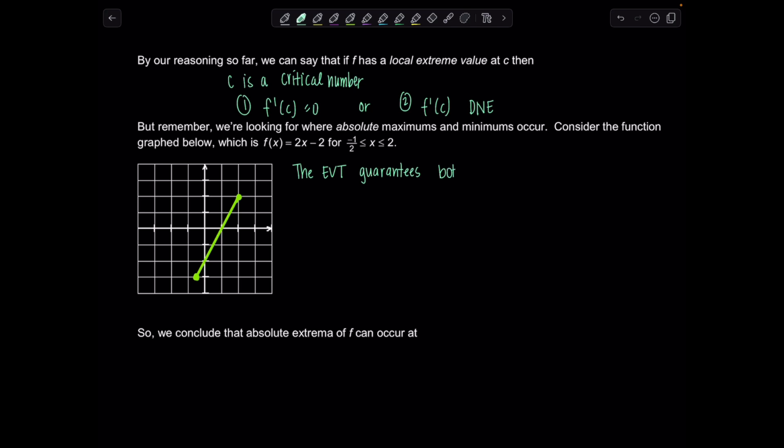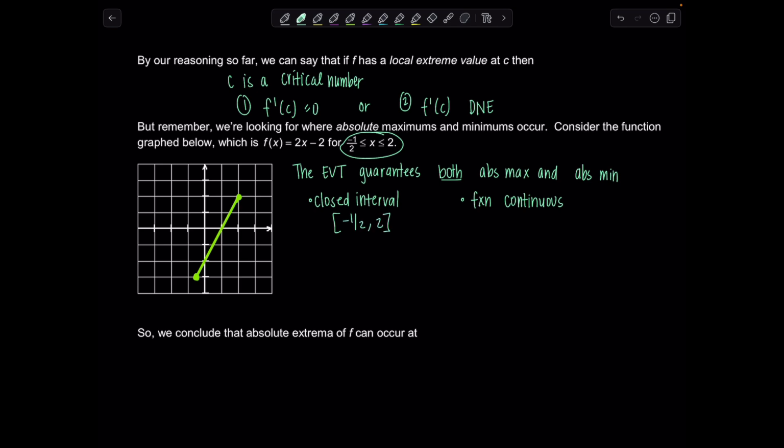The EVT guarantees us what? Both an absolute max and absolute min, so long as we have a closed interval and our function is continuous on that closed interval. Do we have those here? Yeah, because look at this interval. It's from -1/2 to 2.